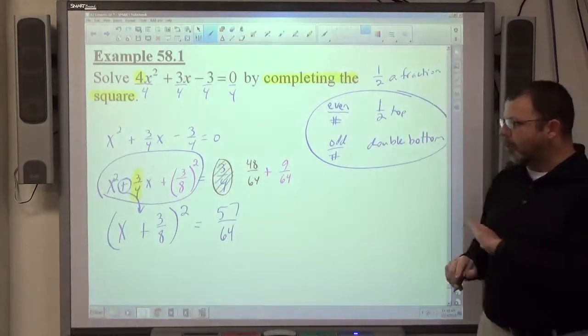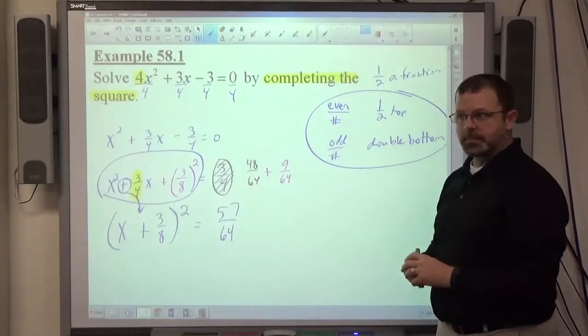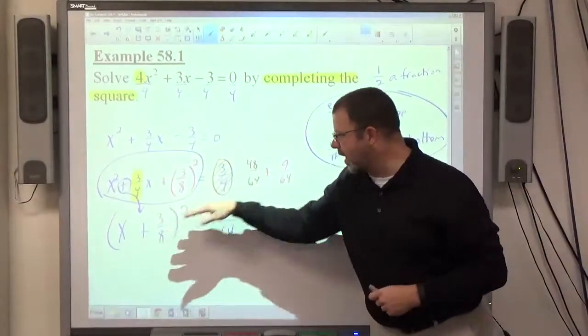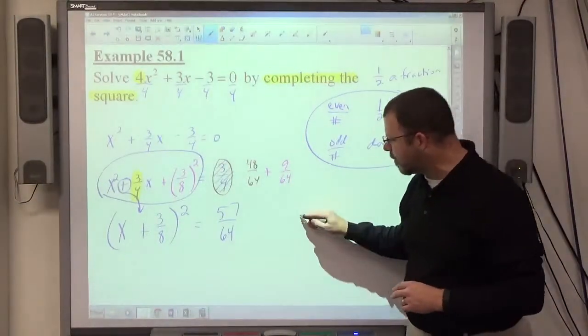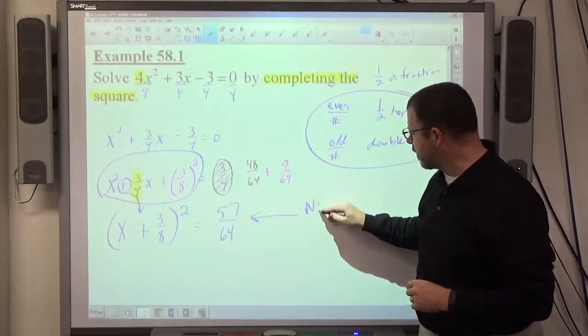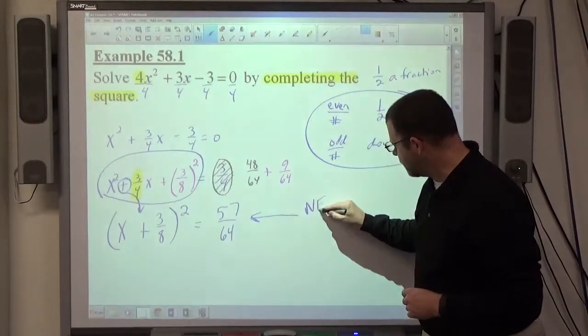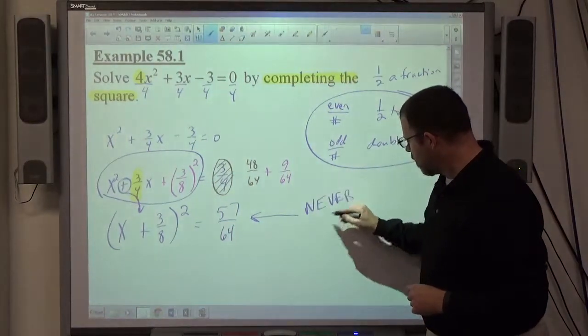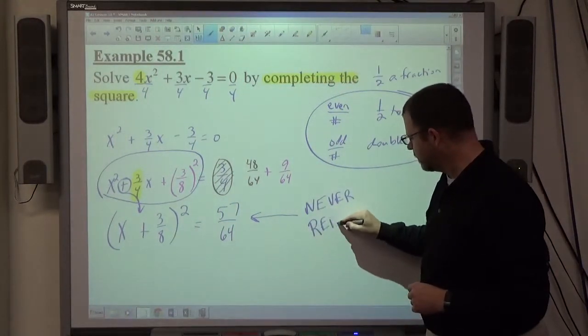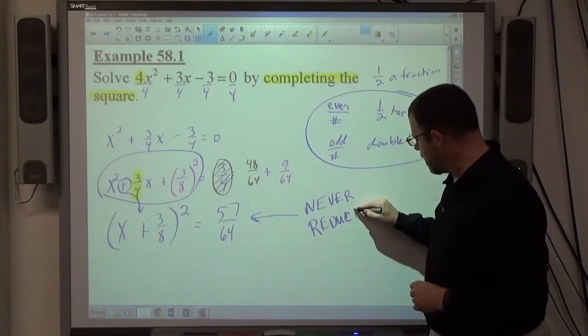Now, I'm going to make a note here. Once you've done this step, and you factor the left-hand side, you've added the right-hand side together, let me make one simple note here. Never, hang on, I've got to make this more bold. Never reduce this.